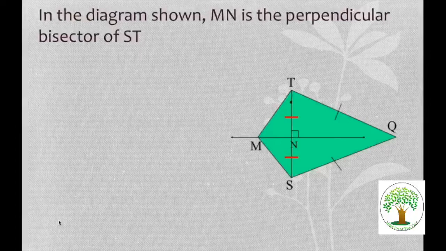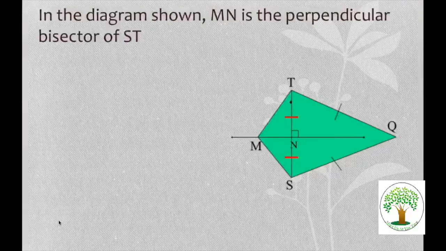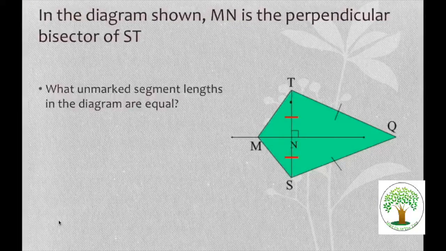I have a diagram up here, and I'm telling you that MN, which is this line, I should have put a little line signifier up there above it. I should have come up here and did this. Line MN is the perpendicular bisector of ST. What unmarked segment lengths in the diagram are equal?